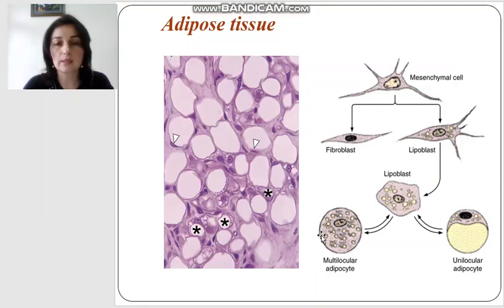Here we are looking at the adipose tissue. Pay attention, they also develop from the mesenchymal cells. They will differentiate in two directions, multilocular and unilocular. That is unilocular white adipose tissue. Multilocular cells will form brown adipose tissue, which is present mainly in the fetus.